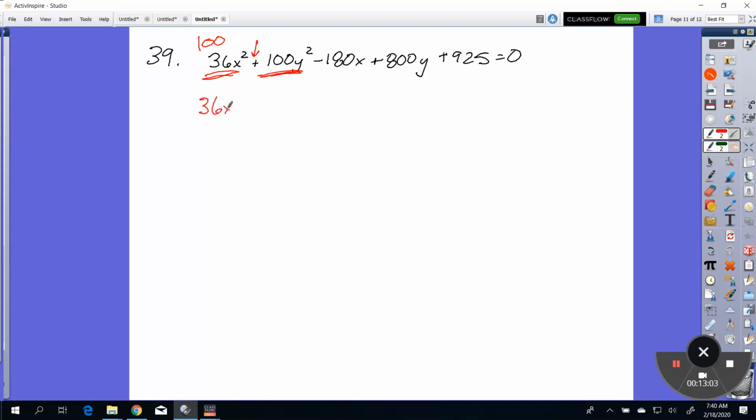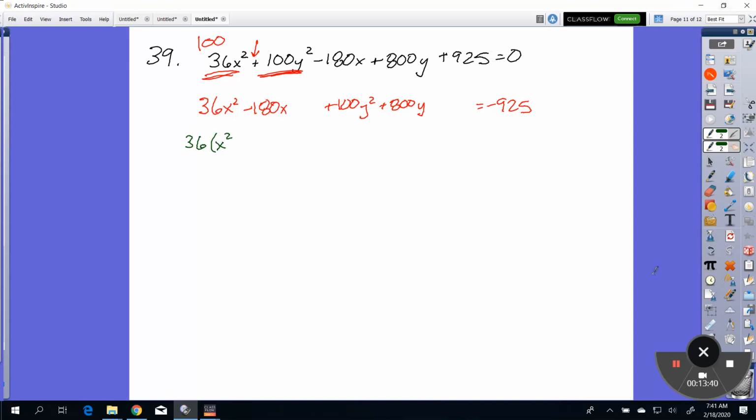We're going to put the x's together, put the y's together. Is this starting to look familiar? And we're going to move the 925 over to the other side. We did this with circles, but it's been a while. So I'm hoping that this kind of comes back a little bit. So I'm going to take out the 36 from each of these x terms. I hope 180 is divisible by 36.